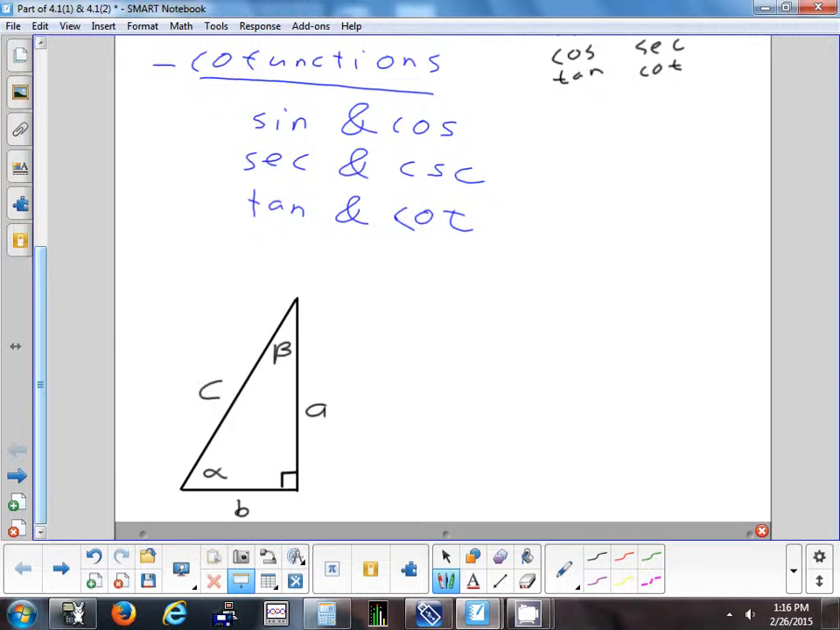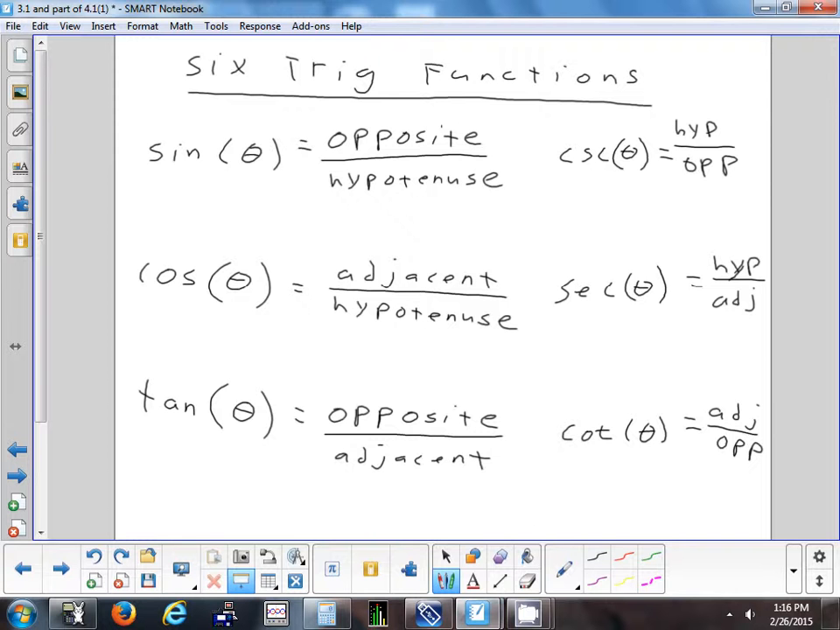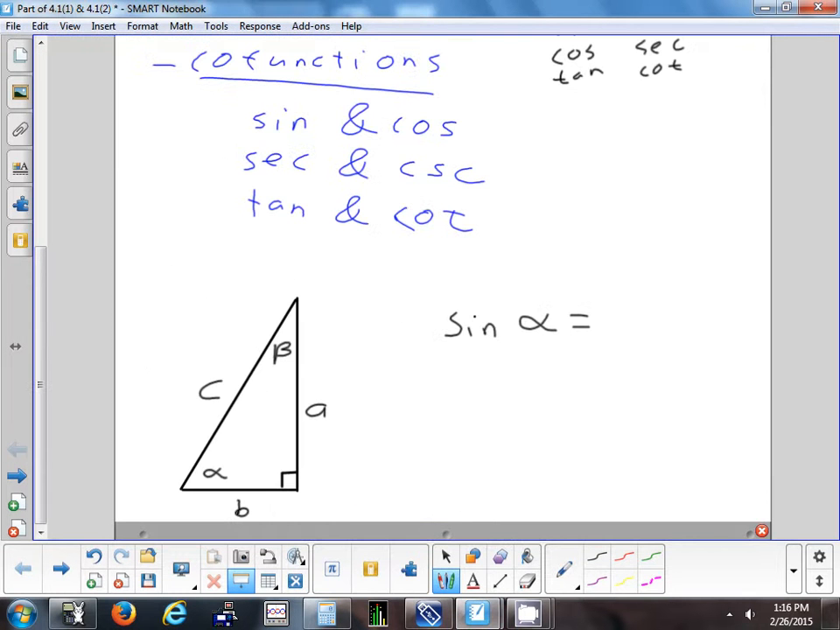Okay, let's look at some trig functions here. Let's find the sine of alpha. It's not going to be numeric, it's going to be letters. But I want the sine of alpha. And sine is opposite over hypotenuse. So Tatiana, what side is opposite alpha? A. And what's my hypotenuse? C. Good. That's the sine of alpha. It's A over C in this triangle.